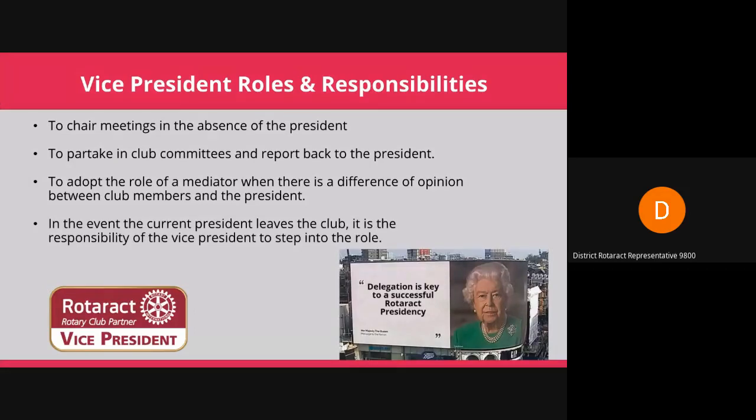If the president decides to leave the club, the vice president will need to step up into the president position until a replacement is found for that spot. And if there are any concerns that you've identified in the club, it will be your duty to also report them to the president.